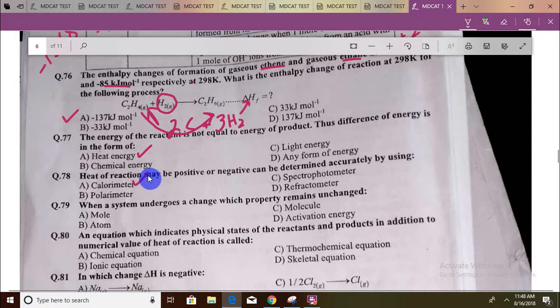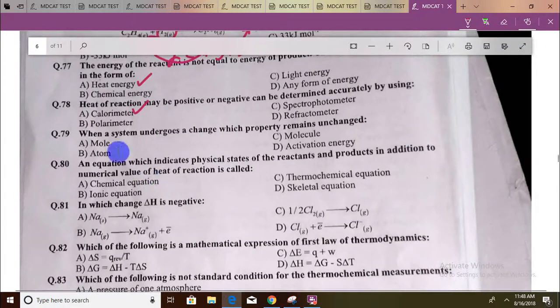When a system undergoes a change, which property is unchanged? The mole, the atom, the molecule, or the activation energy? The activation energy is the minimum amount of energy you need for a reaction to proceed. So a system undergoes a chemical change. The number of moles might change. The atoms obviously cannot change. There will be rearrangement, but it's unlikely the atom will become another one unless the change happens to be radioactive.